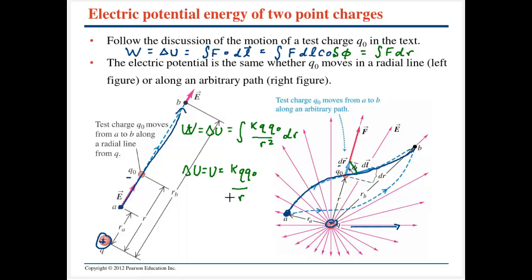The book is kind of loosey-goosey with that minus sign. Really, it depends on whether we're talking about positive charges or negative charges, and we have to use our knowledge of physics to decide whether the potential energy went up or down. So in general, we can write the electric potential energy between two point charges as k q naught q divided by r. So that's the important takeaway equation for this slide.